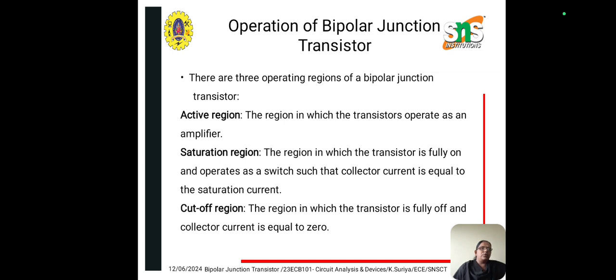So next we will see about the operation of a bipolar junction transistor. There are three operating regions in a bipolar junction transistor. First one is the active region, the region in which the transistor operates as an amplifier. Next region is the saturation region. Here the transistor is fully on and operates as a switch such that collector current is equal to the saturation current. Next one is the cutoff region, the region in which the transistor is fully off and the collector current is equal to 0.